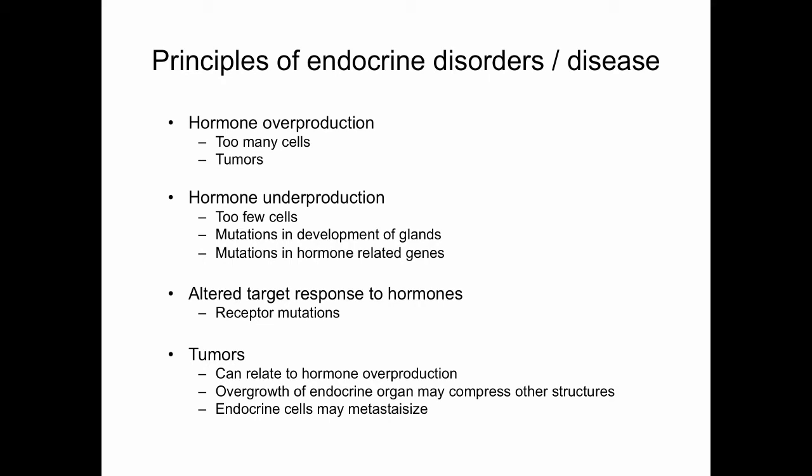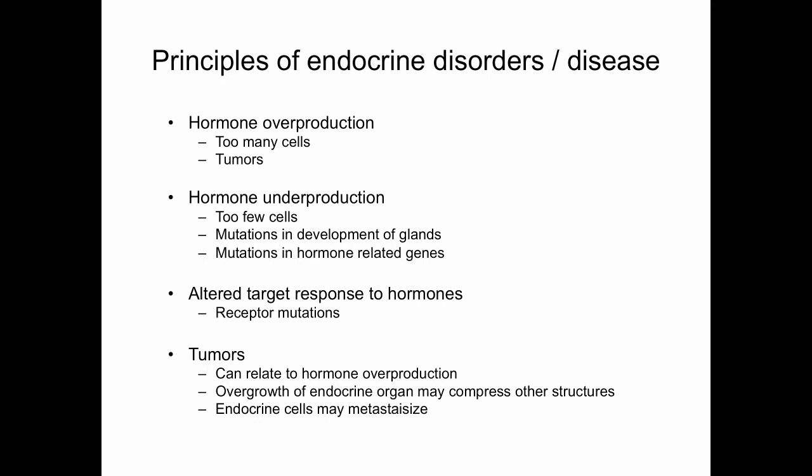If you look at principles of endocrine disorders and diseases, there are some general things to consider. There may be overproduction of hormones. Perhaps there are too many cells or tumors leading to an overproduction of hormones. There could be underproduction of hormones, perhaps too few cells secreting the hormones. Maybe there were mutations in the development of the endocrine glands. Maybe there were mutations in the genes related to the hormone itself or to the hormone expression.